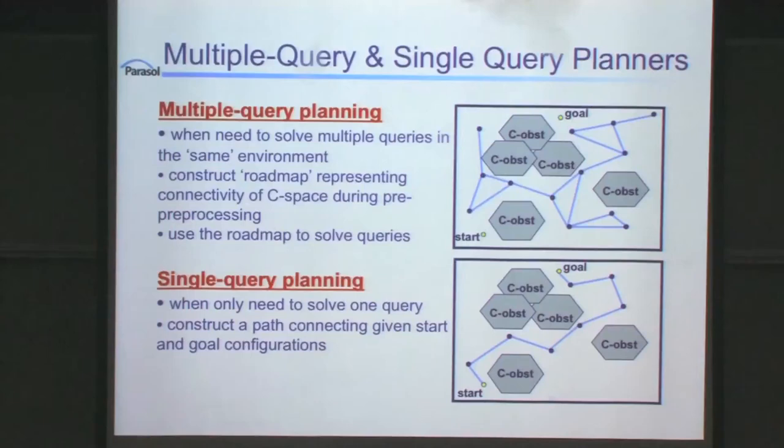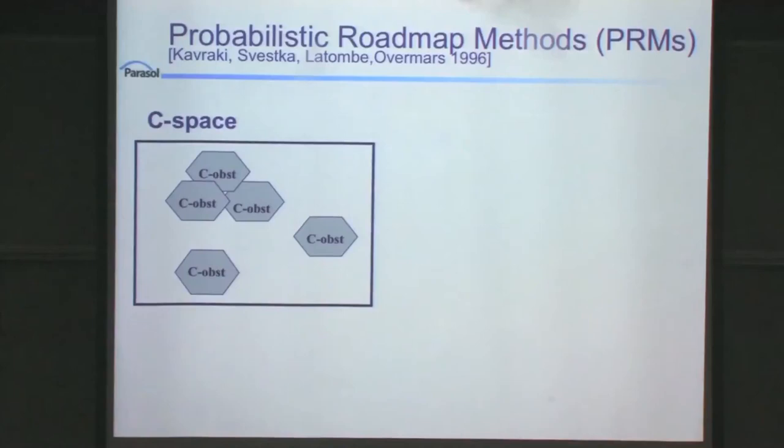So there are two flavors, multiple query planning or single query planning. In multiple query planning, you want to do some work because you're going to eventually be solving many different queries in the same environment, so you can afford to do some pre-processing first to make those easy. In single query planning, you're only going to solve one query, so you don't want to do a lot of extra work that's not related to solving that particular query. So I'm going to talk about these multiple query methods first.